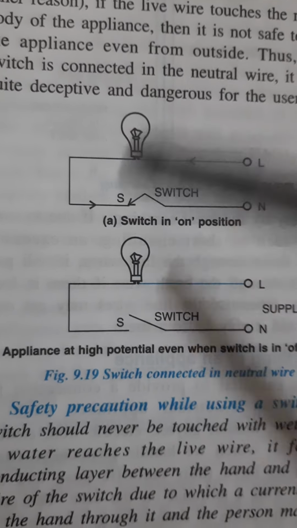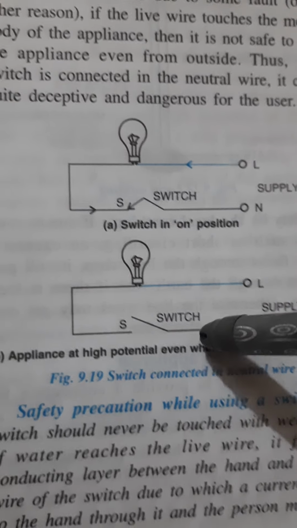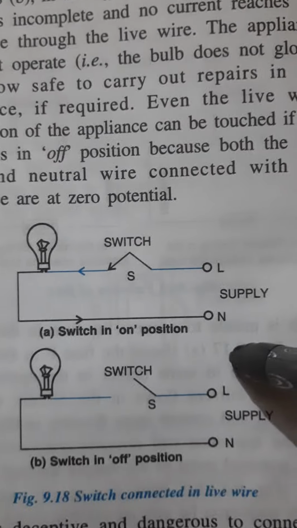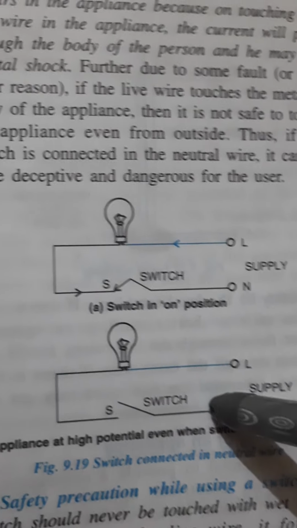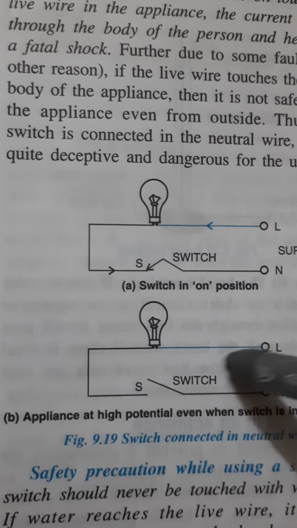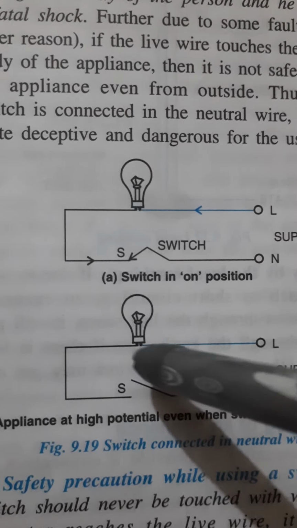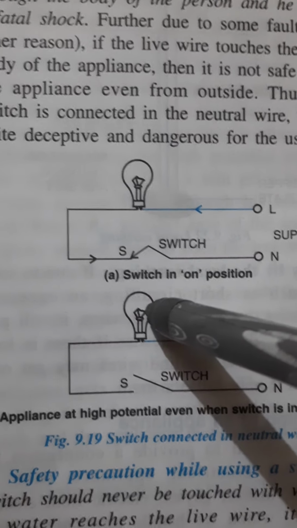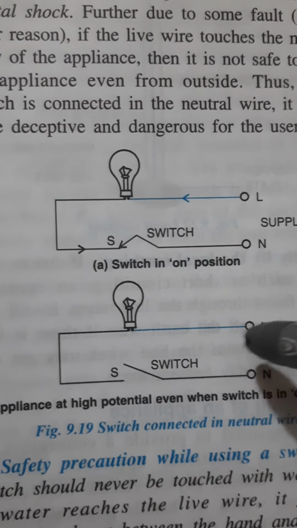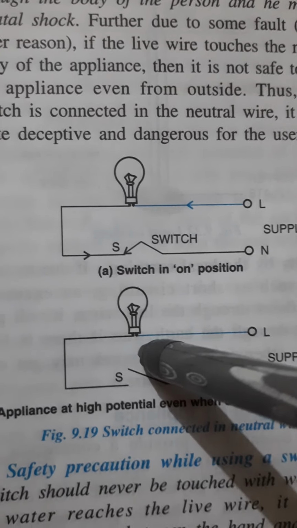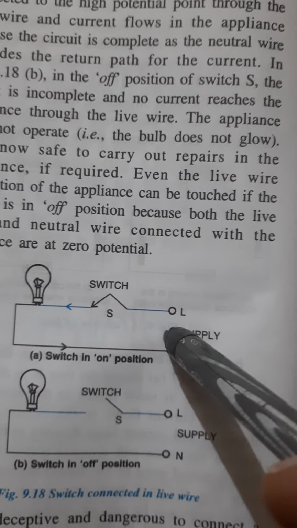If you consider that, this structure also does the same function as that done here. But what is the difference? The difference is that here, even in the off position, this bulb remains in contact with the live wire. As a result, if by chance any person accidentally touches this bulb, he will get a fatal shock. So due to that reason, we always connect the switch with the live wire. That is the reason behind this.